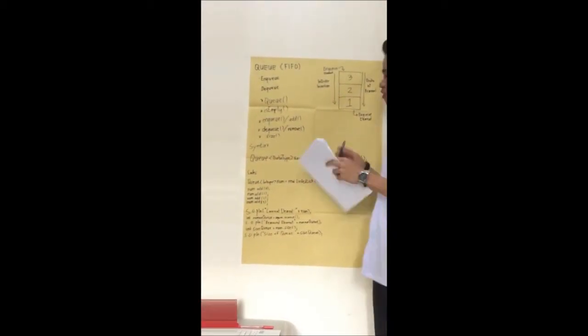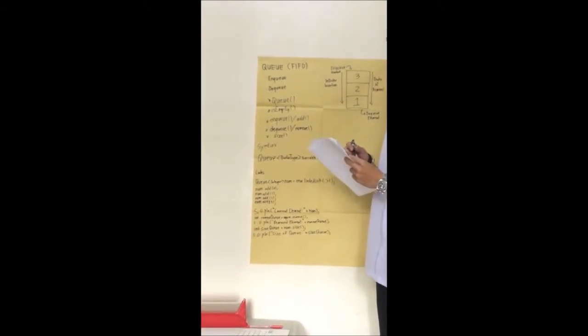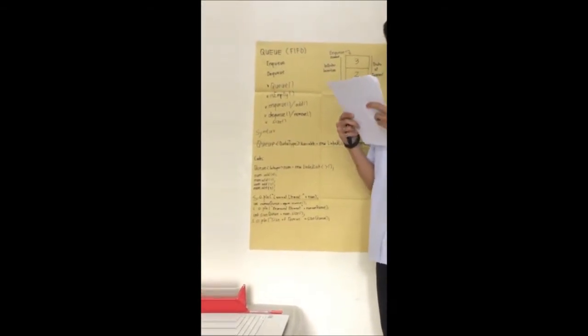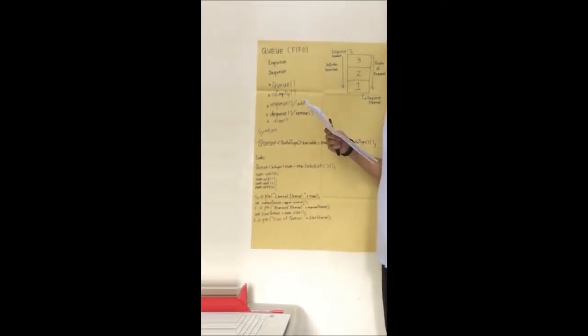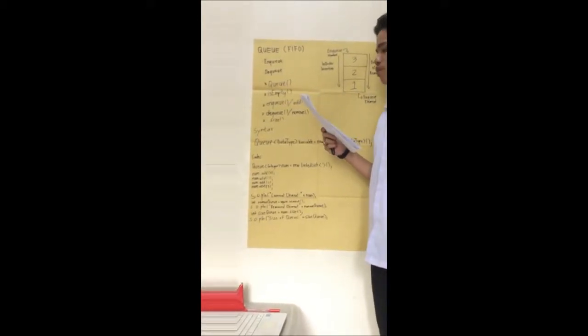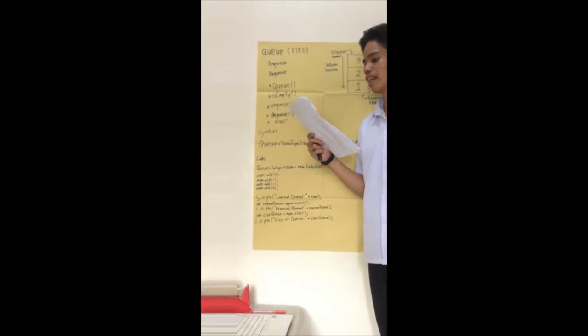Queue. Queue is defined by having a FIFO, meaning first in, first out, ordering principle. The first element added to a queue is the first to be removed, and the last element to be added to a queue will be the last to be removed.